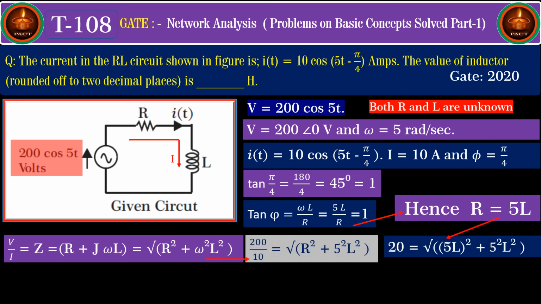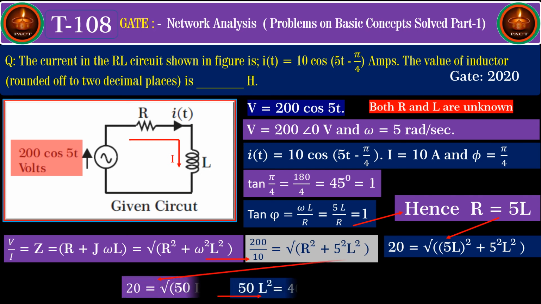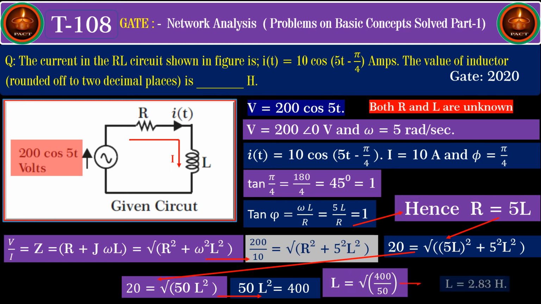So we get 200 volts divided by 10 amperes is equal to the square root of R squared plus 5 squared L squared, and by substituting R is equal to 5L and solving, we get 50 L squared is equal to 400, and L is equal to 2.83 Henries. Very simple and straightforward, isn't it?